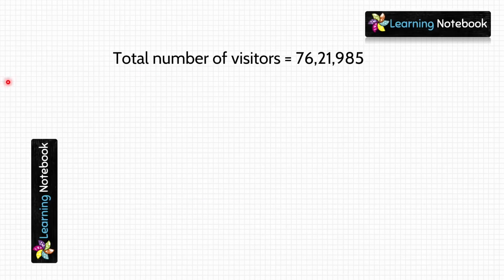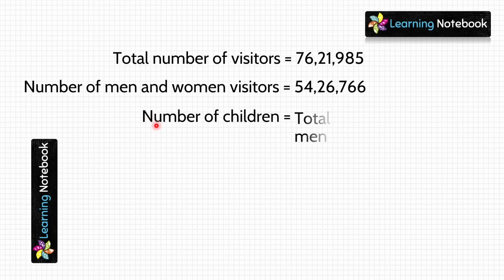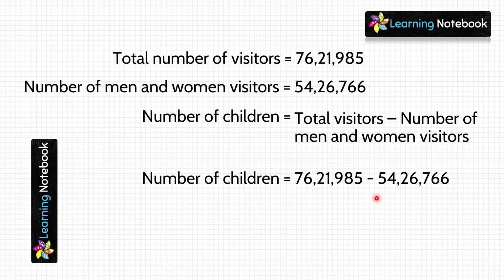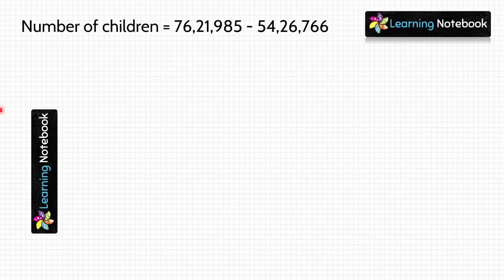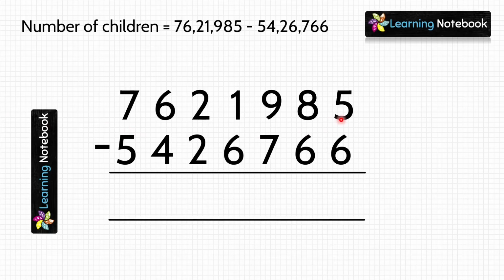So now we are given with total number of visitors and we have found number of men and women visitors. And to find number of children, we will do total visitors minus number of men and women visitors. So let's subtract them. To subtract them, first write them in column form. And now here 5 is weaker than 6. So 5 takes help of 8. So 8 becomes 7 and 5 becomes 15.